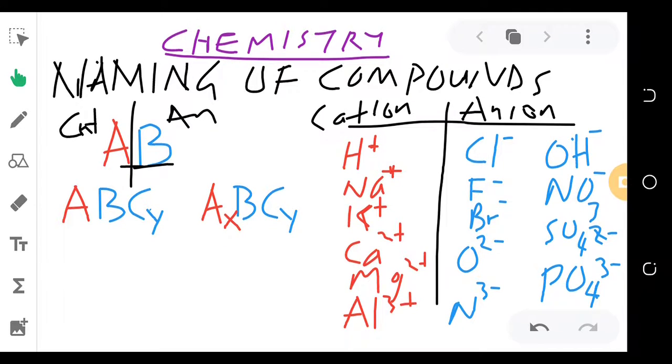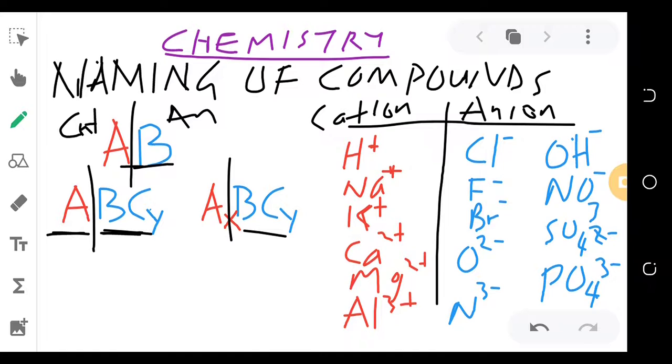ABC and AXBCY are polyatomic compounds. Now, in the first one, ABC, if we divide this into two, we'll have something like this. This becomes the cation, and these two are the anion. This is the cation here, and this is the anion. The cation here is just an atom, and the anion is a group of atoms. So in this case, we have two atoms forming the anion.